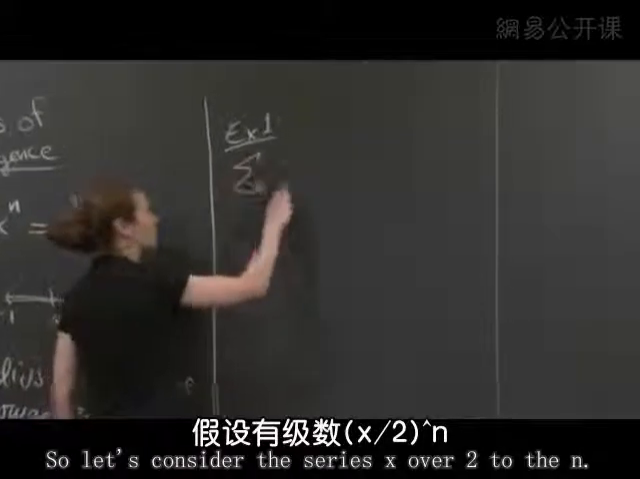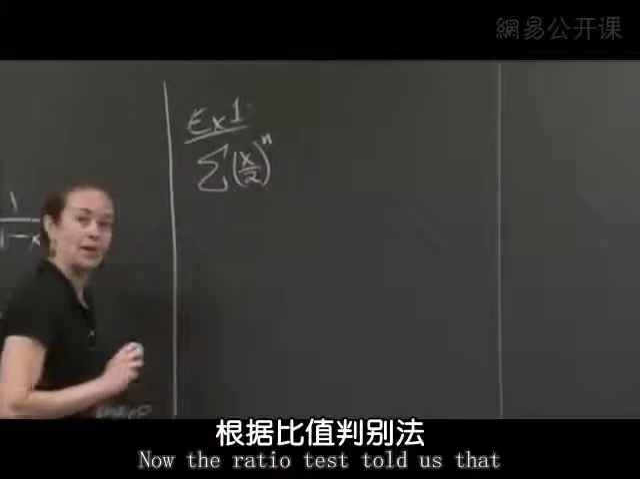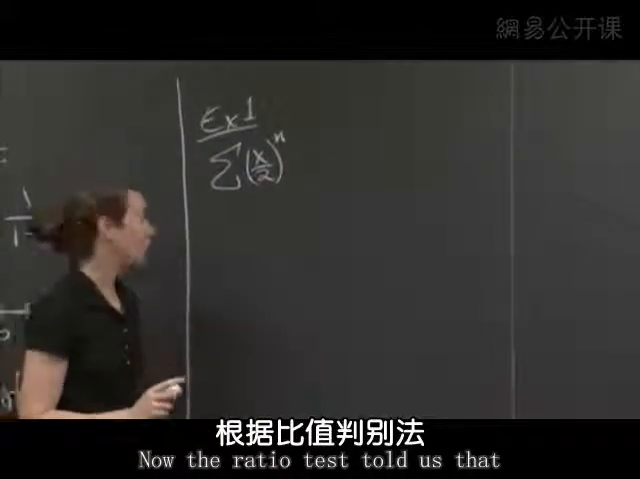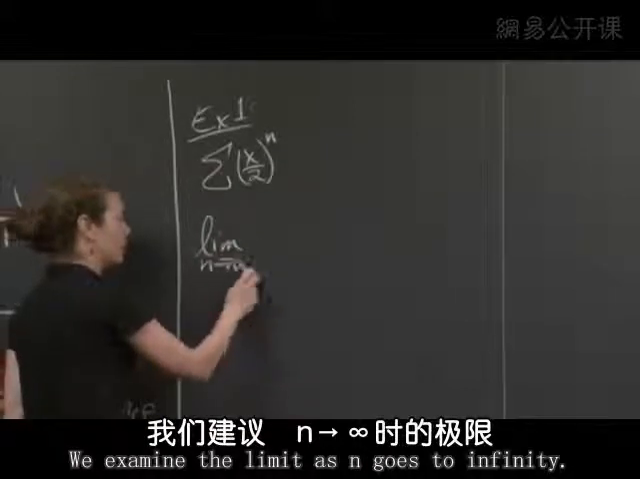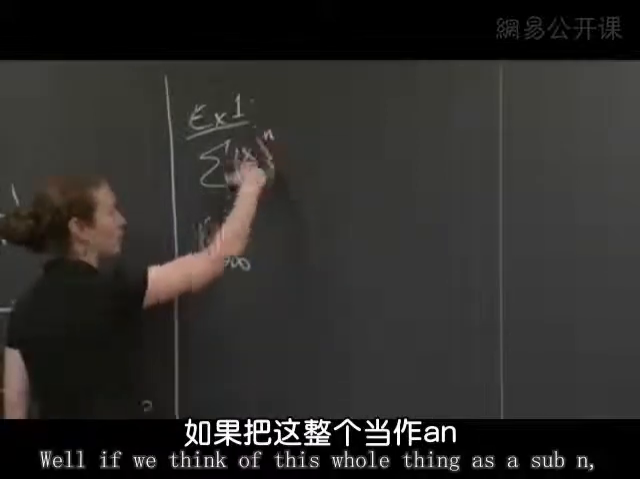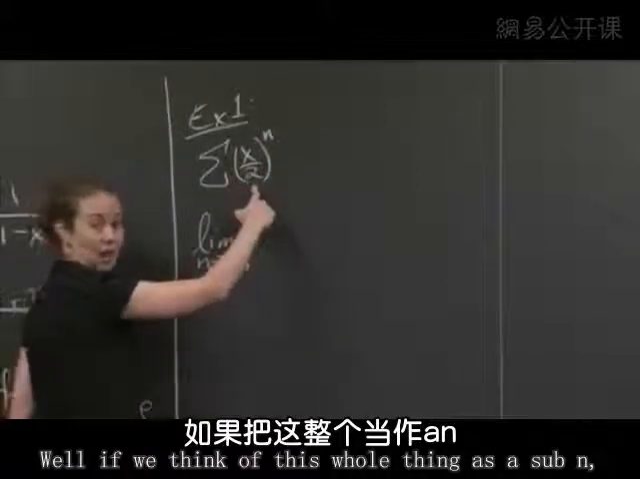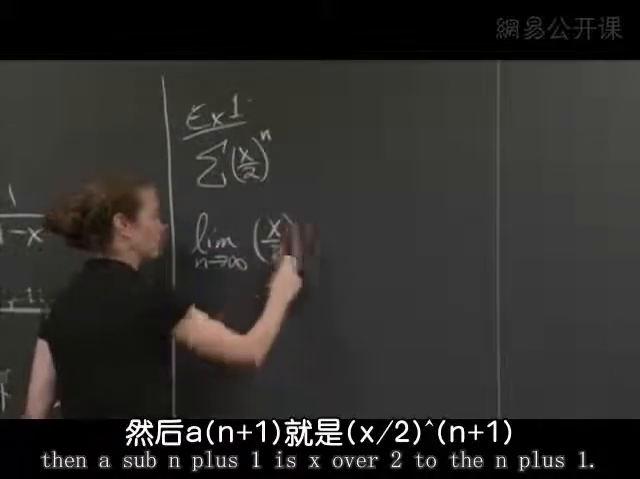So let's consider the series x over 2 to the n. This will be an easy one. Now the ratio test told us that we examine a certain limit. We examine the limit as n goes to infinity of a sub n plus 1 over a sub n. Well, if we think of this whole thing as a sub n, then a sub n plus 1 is x over 2 to the n plus 1.